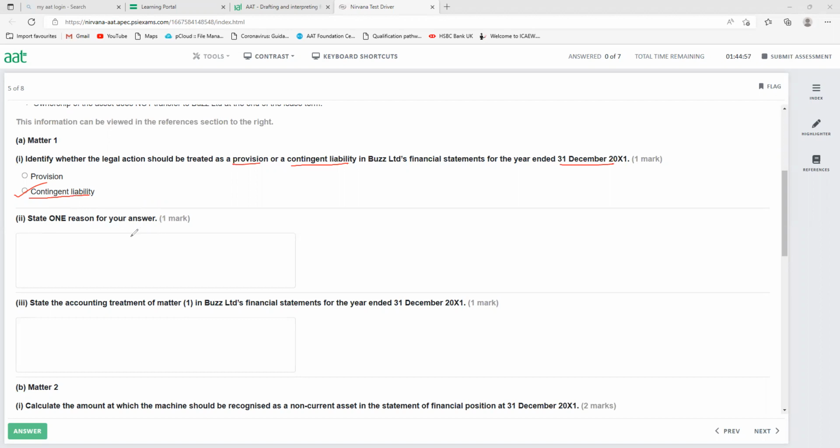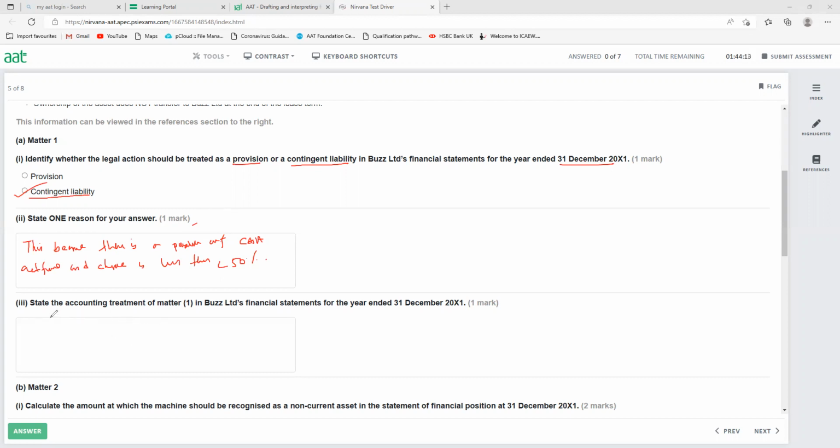So we'll say this is because there is a possible cash outflow and the chances is less than 50%. It's more than enough to get 1 mark.